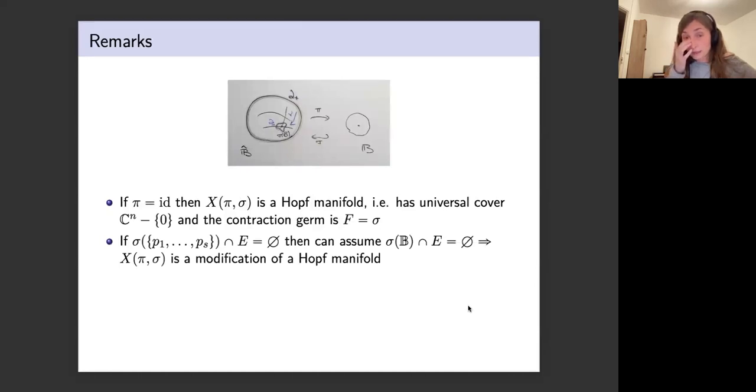More generally, if when you embed the small ball, you do not touch the exceptional divisor, so that you land outside of it, then you can see directly that this gluing map commutes with the modification. So then you could also just glue first and then modify. So what you actually get is a modification of a Hopf manifold. So the really new examples which appear and which are really different from the Hopf manifolds are when σ of B will touch the exceptional divisor.